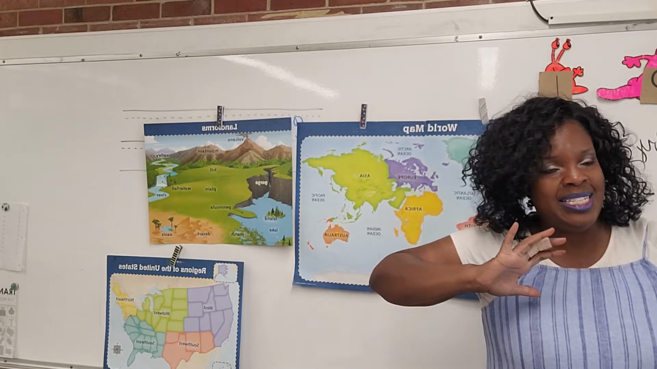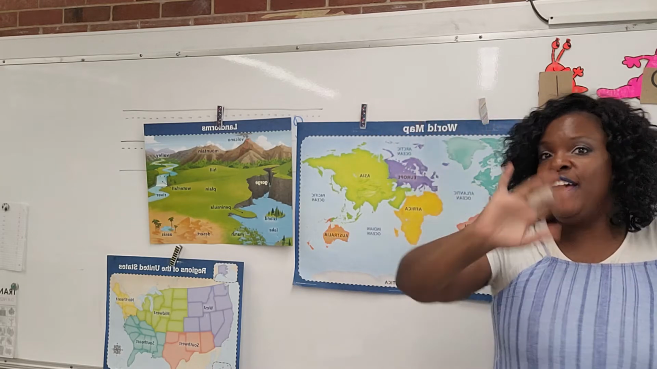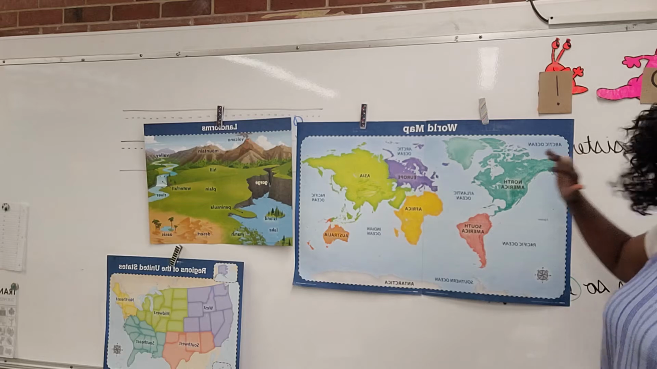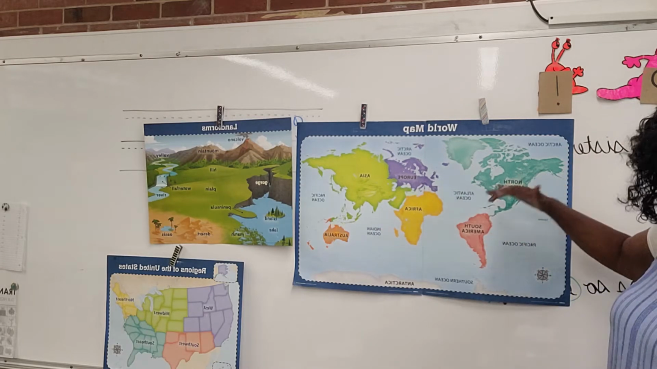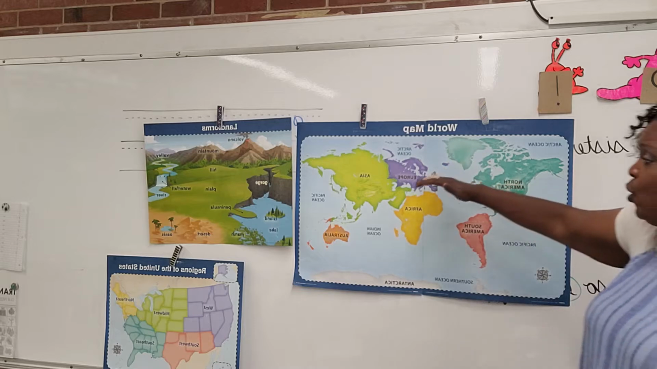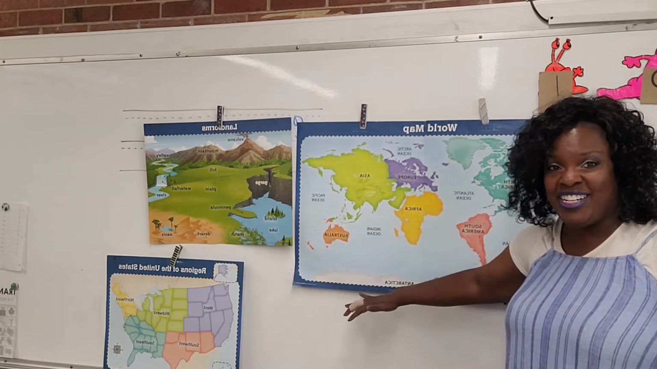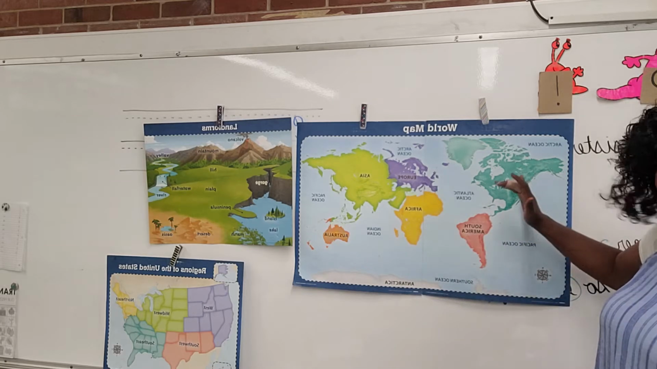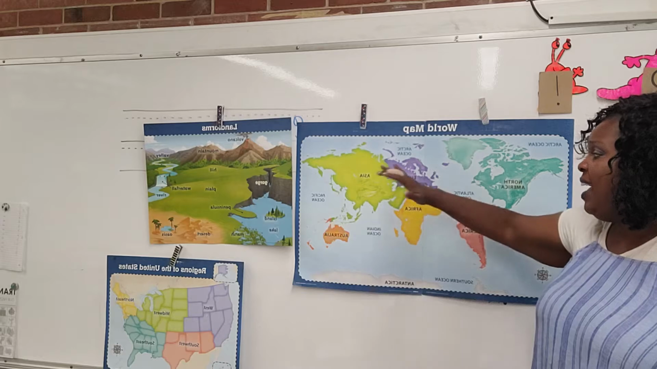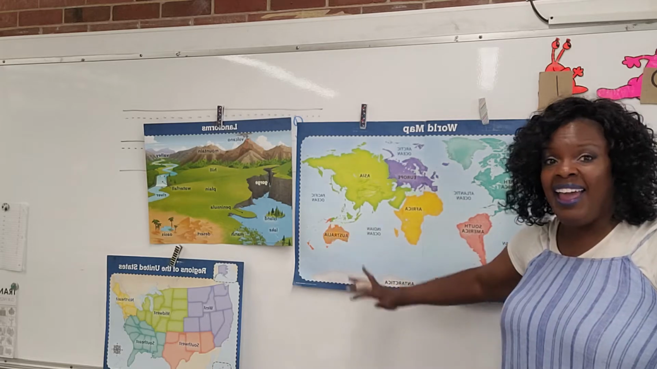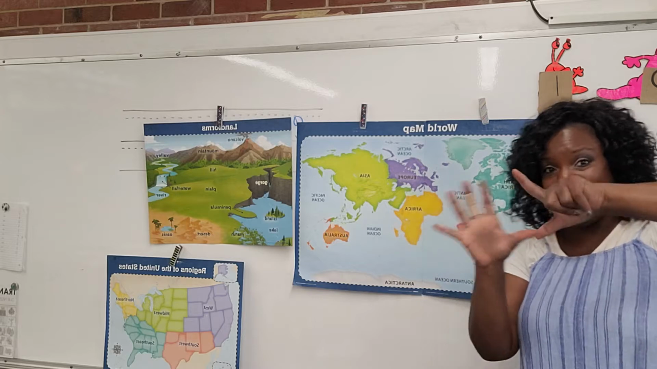How many continents? 7. And how many oceans? 5. So remember, our continents are, we start here and work our way across: North America, South America, Europe, Africa, Asia, Australia, Antarctica. Again, North America, South America, Europe, Africa, Asia, Australia, Antarctica. Those are your 7 continents, okay?